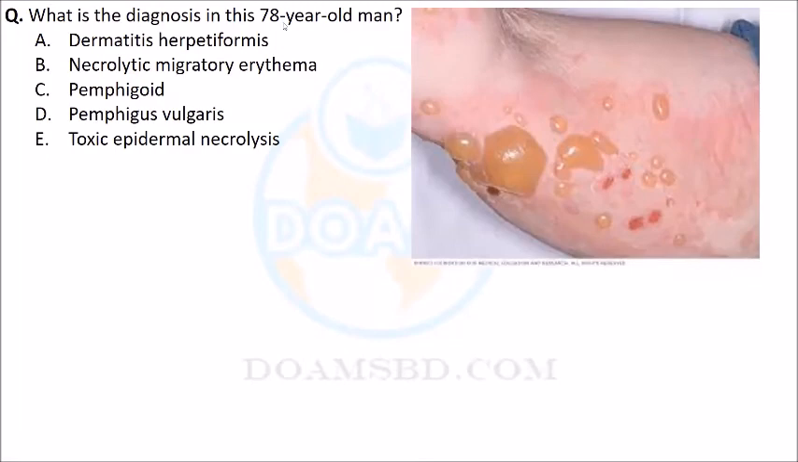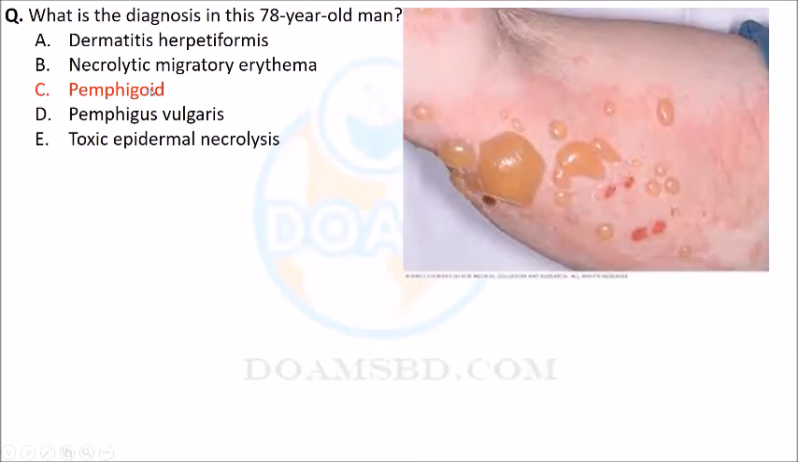Second observation, 78 is elderly. Elderly means it may be a paraneoplastic feature. And which is more common as a paraneoplastic feature, pemphigoid or pemphigus? It is pemphigoid. So the summary answer is pemphigoid. If anybody doesn't understand, you can ask me also. Doctor, it's a very simple clue.